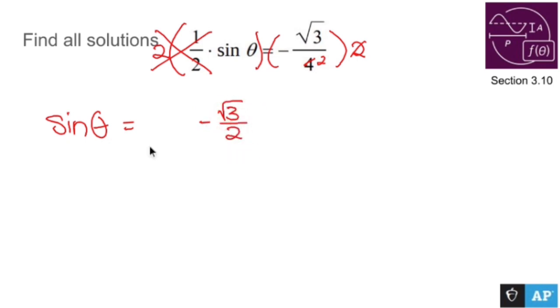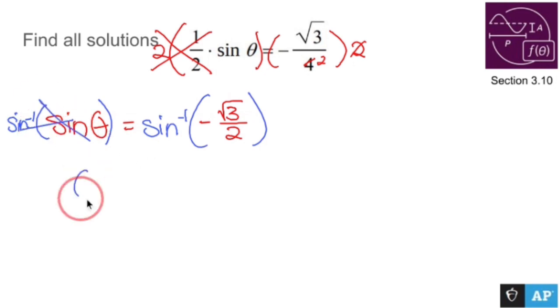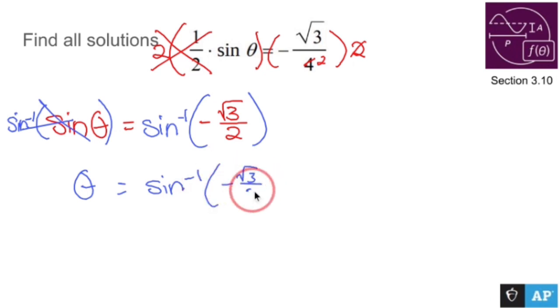And you might be like, whoa, why all that space right there? Well, the next step is to get sine all by itself, which means I have to get theta all by itself, which means I have to get rid of sine. And the way you get rid of sine is you take the inverse sine of both sides, like so. That crosses out, and theta now equals the inverse sine of negative root 3 over 2.